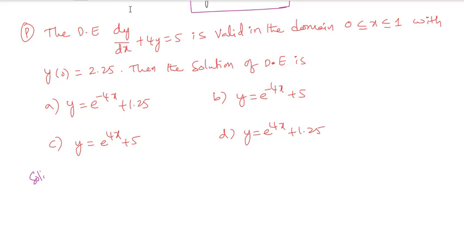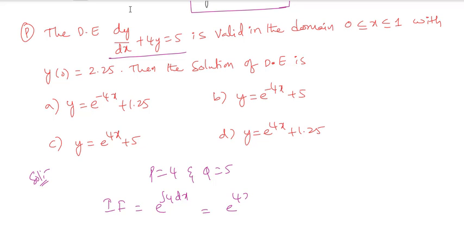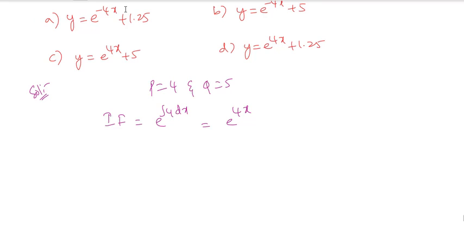Again, it is an application of your linear equation in y only. Nothing difficult here, so just directly substitute. dy by dx plus py is equal to q of x, where p is 4 and q is 5 directly. So calculate the integrating factor, e to the power of integral 4 dx, which is e to the power of 4x. Then what will be the solution?